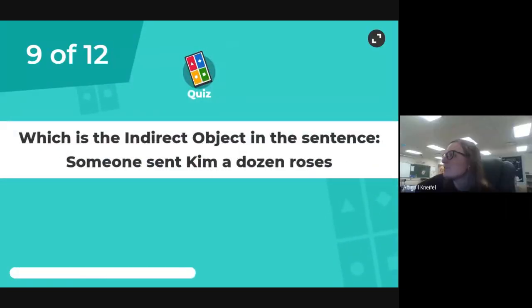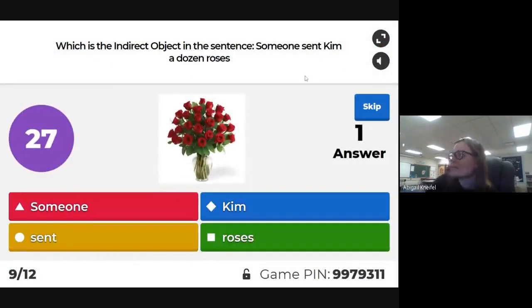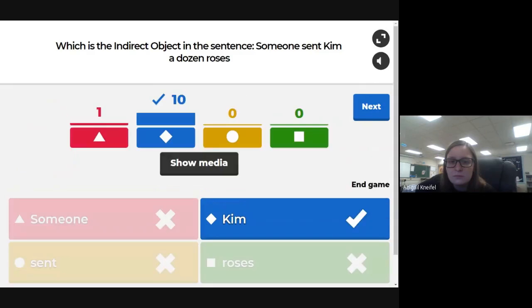What is the indirect object in this sentence? Someone sent Kim a dozen roses. Sent is our verb. Roses is our direct object. What's our indirect object? Who's getting the roses? Not Mrs. Kneifel. Mrs. Kneifel, you could use some roses, but... Kim, you are correct if you chose Kim.